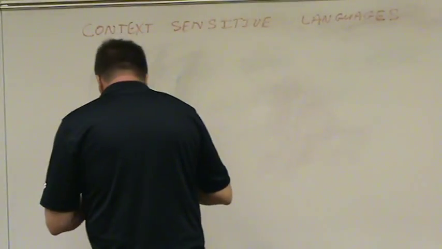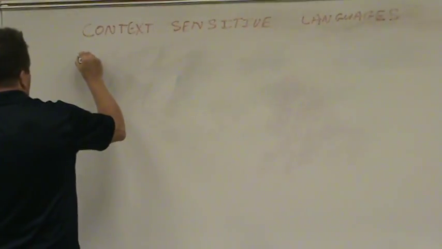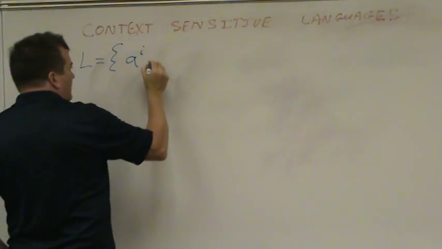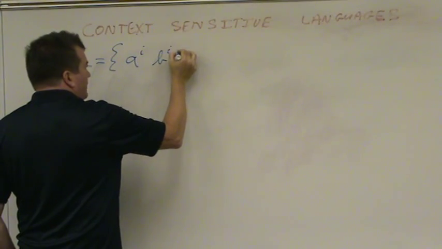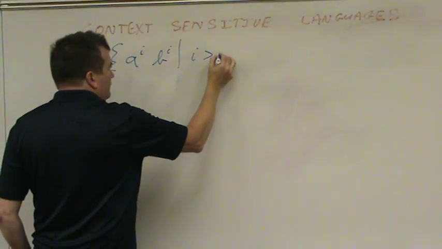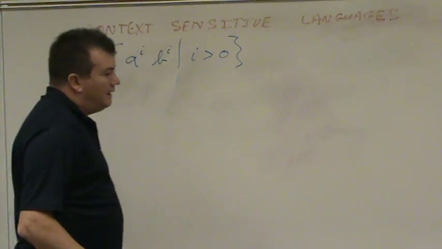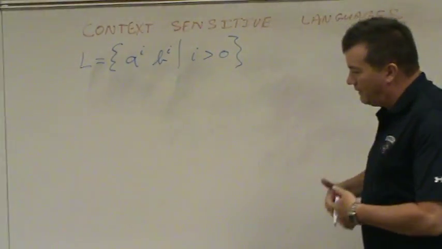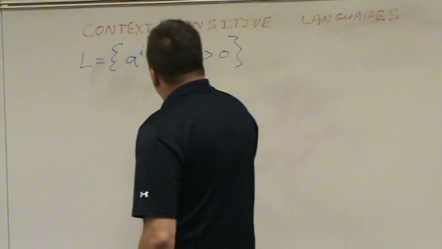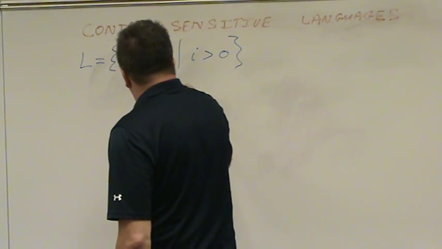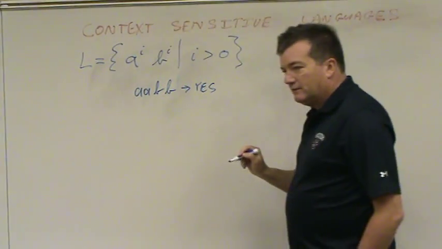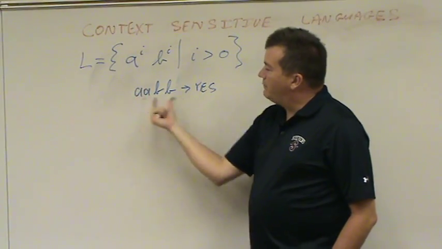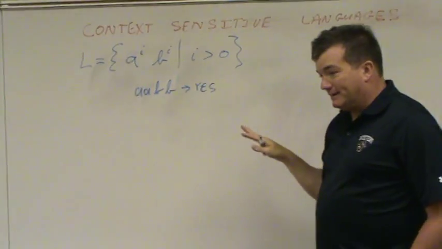I want to talk about, if you were given a language like this, a series of A's followed by an equal series of B's, where i is greater than 0. If you were to build a machine that would accept this language, what I mean by accept this language is I give you a string, you have to answer yes or no, is it in the language. So for example, A followed by B would be a yes, because the A's come before B's, and the number of A's and B's match.